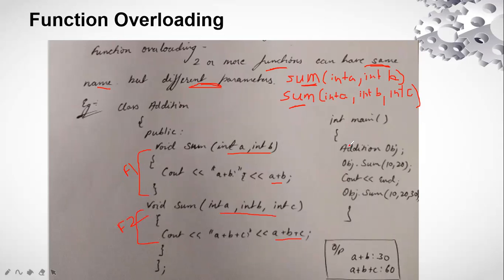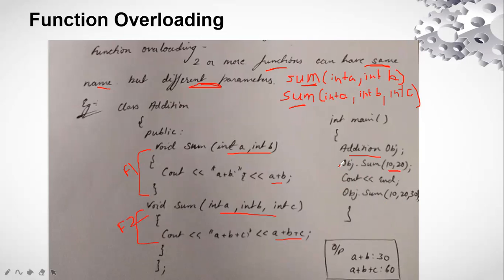Now in the main program we are going to call int main. I'm going to instantiate this particular class addition, that is I'm going to create an object with name obj of class addition. Now I'm going to call the functions, that is obj.sum. Here I'm passing two arguments, 10 comma 20, right? cout and endl, that means we will move to next line. obj.sum, here I'm going to call another function with three values.